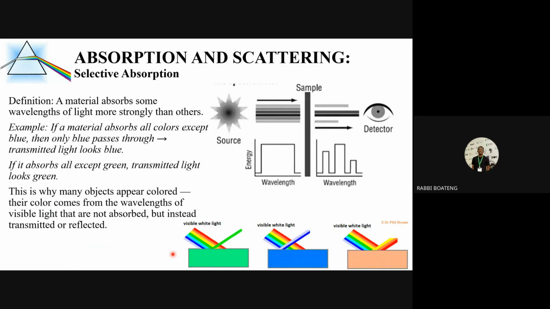The other one is selective absorption. Selective absorption is when the material tends to absorb some particular wavelengths and allow some of them to go. Is that okay? So say the material may absorb, say, red and green, and allow some of them to go. It will not absorb all of them in equal amount and allow all of them to go in equal amount.